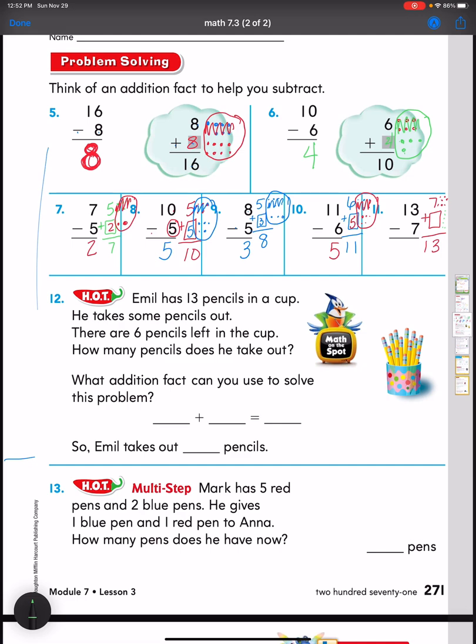What did I add? I added 1, 2, 3, 4, 5, 6. 7 plus 6 equals 13. That means 13, and I'm on the edge of my paper, so it's only letting me write so much. 13 minus 7 is going to equal 6.